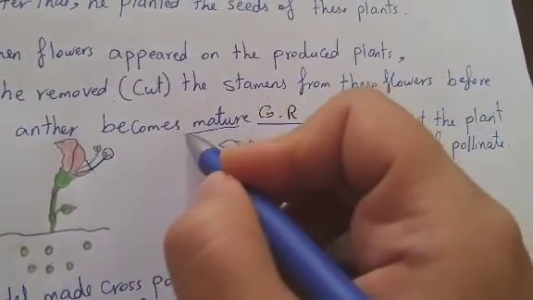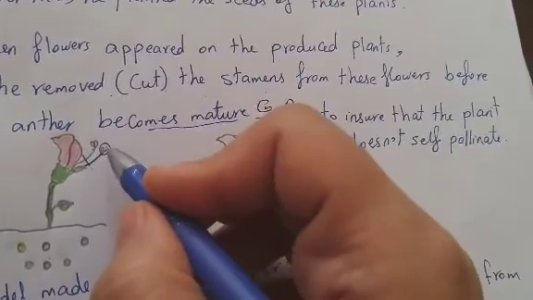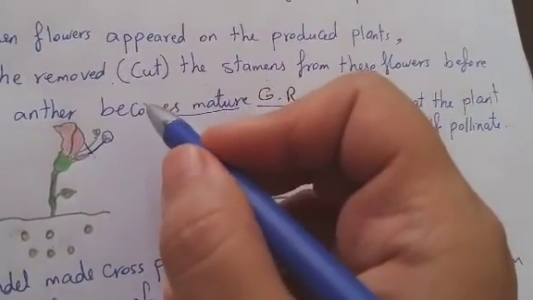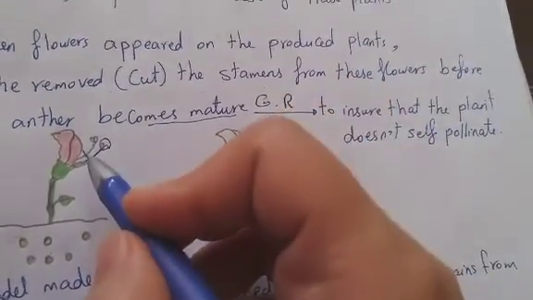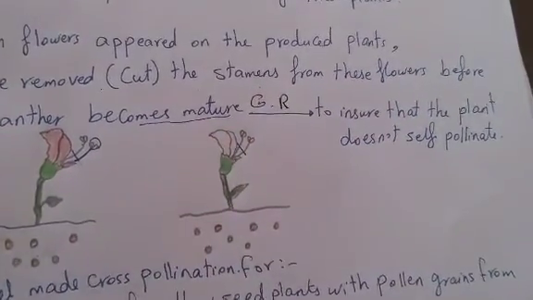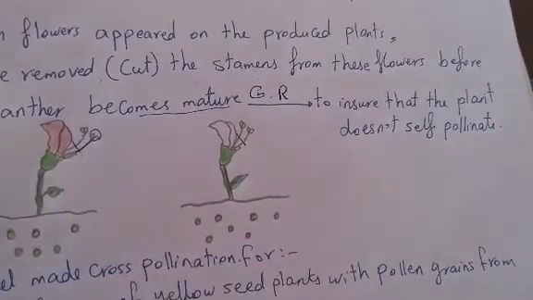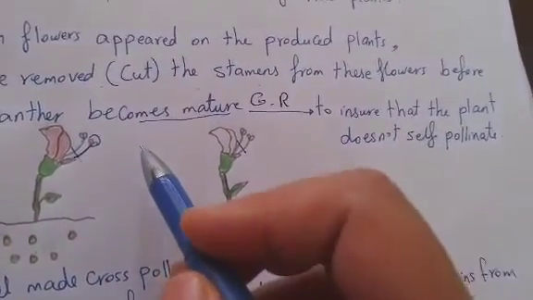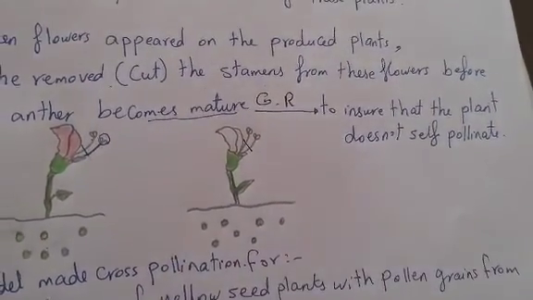What is the meaning of becoming mature? Before producing pollen grains. What are pollens? They are the gametes of the flower in the plant that will travel to the stigma. What is the stigma? The female part of the flower.